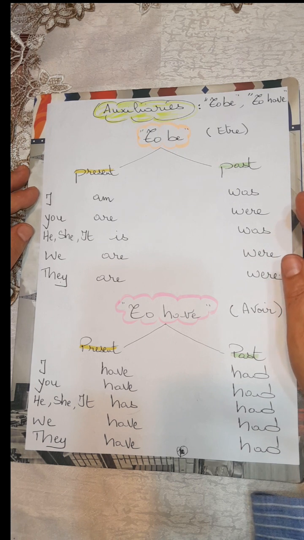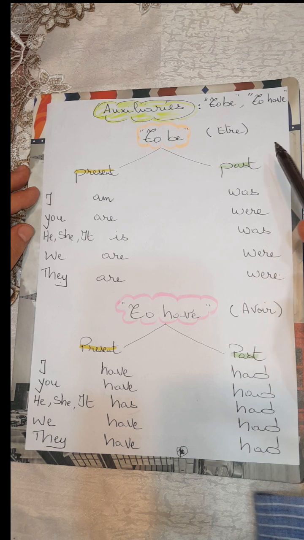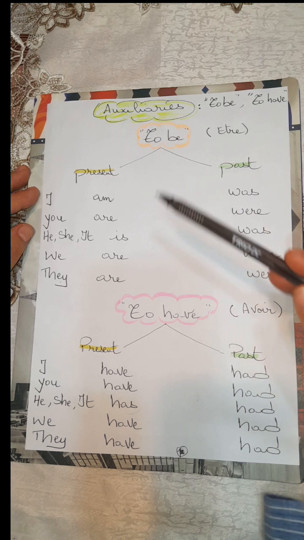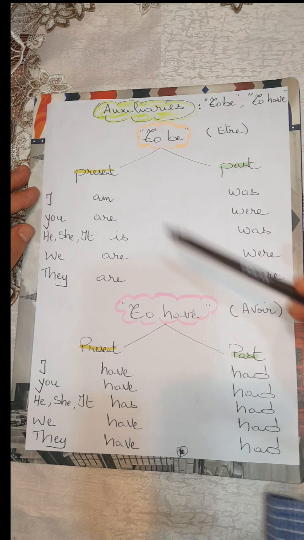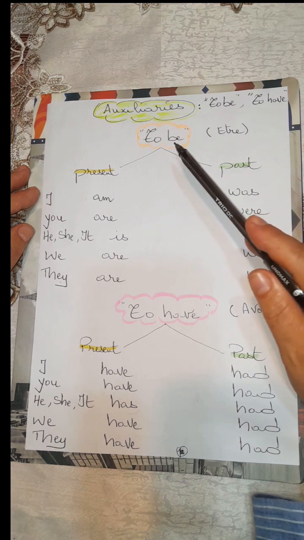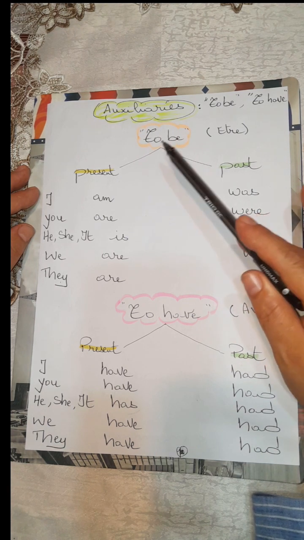That's why I see it necessary and important to know how to conjugate the auxiliaries to be and to have in the present simple and the past simple. So let's start with the first auxiliary, which is to be.